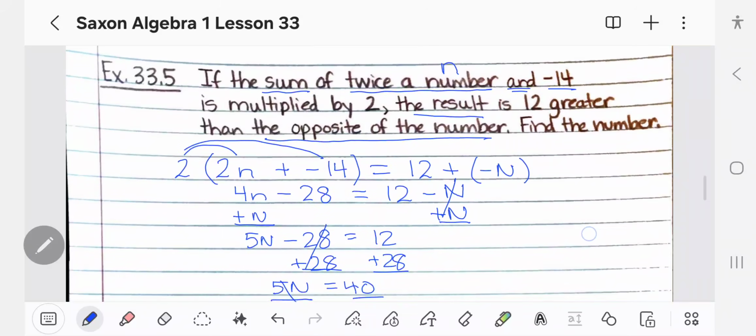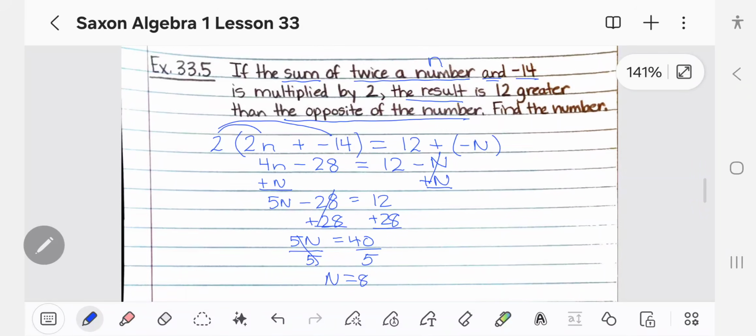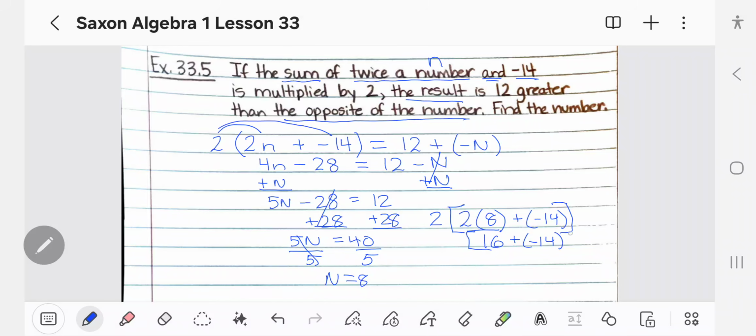If the sum of twice a number, so I'm going to check it here, the sum of twice the number and negative 14 is multiplied by 2. So we'll upgrade that to some brackets. Okay. That result. So let's find that result. This is going to be 16 plus negative 14. And then that's doubled. So we're going to get 4 on that side.